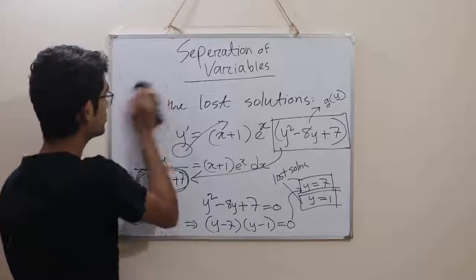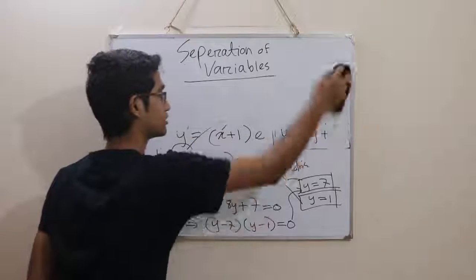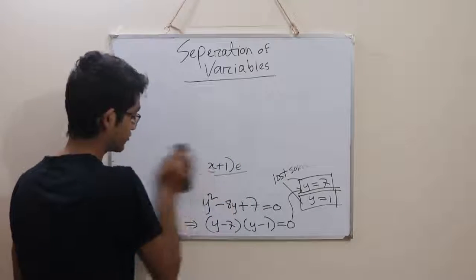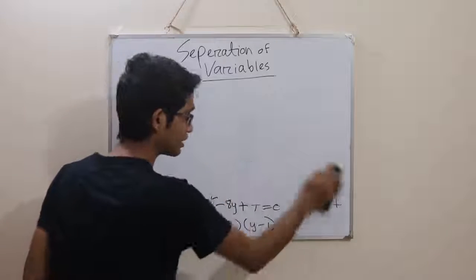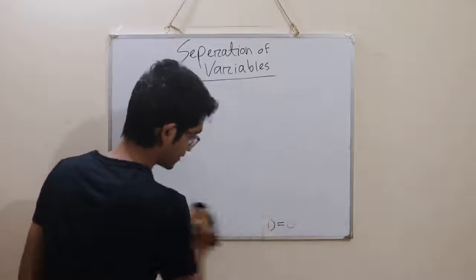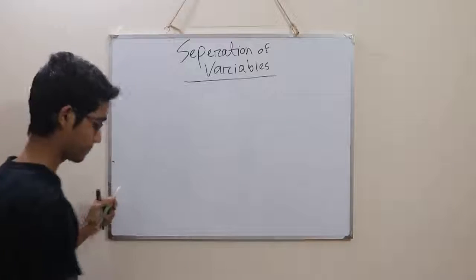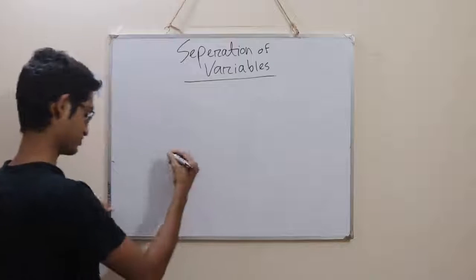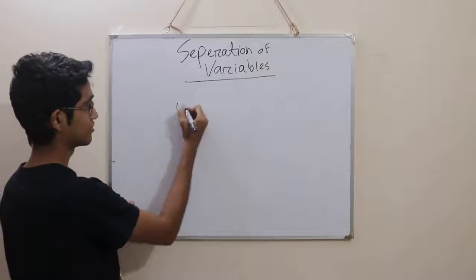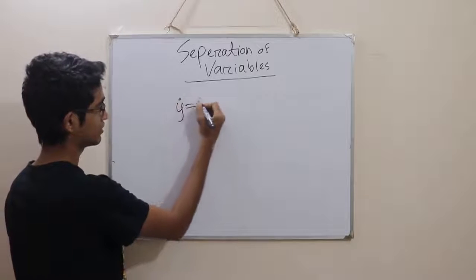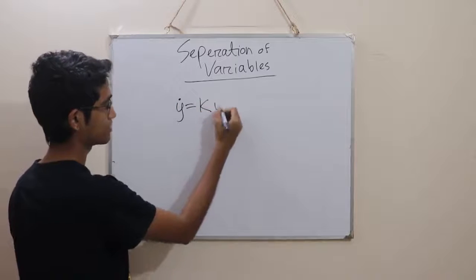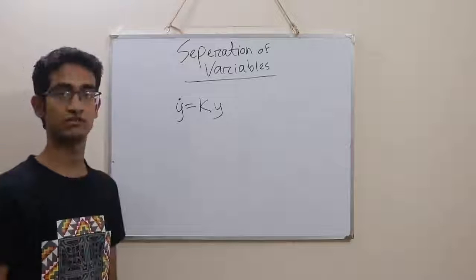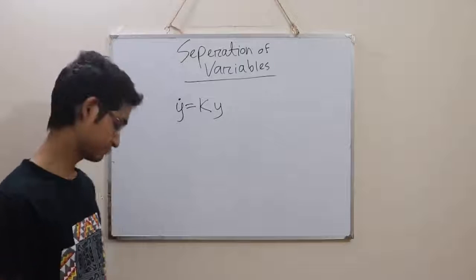Now you will remember that we talked about an equation and claimed that it was the most important differential equation we will encounter in our course. Do you remember what that equation was? Even if you don't, I'm going to write it for you here. So that equation was y dot is equal to a constant times y. This was the equation that we claimed to be the most important differential equation of this course.